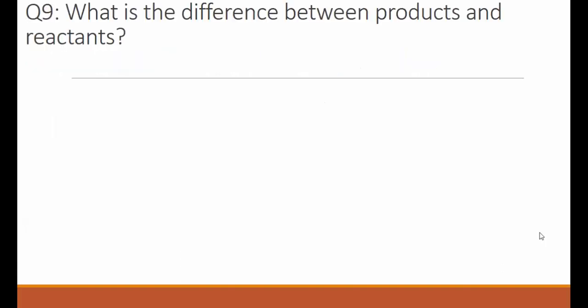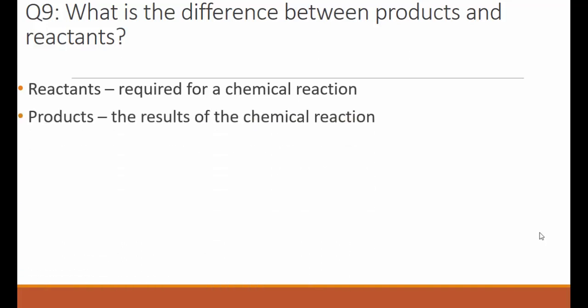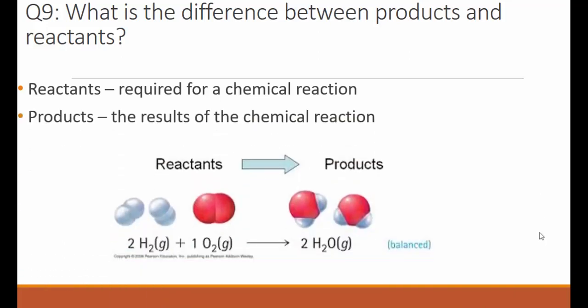So what is the difference between products and reactants? The first thing you want to look for is the arrow. The arrow will split up the chemical formula into a left side and right side, but it's not just knowing it. You got to know what they mean. So the reactants, they're required for a chemical reaction. The reactants react together to make products. This is the result of the chemical reaction. So here we have a chemical formula, which is, let's see here, that would be H4O2, whatever that may be.